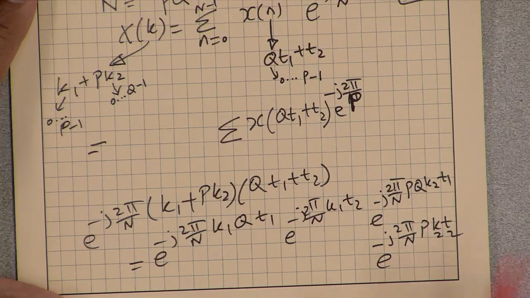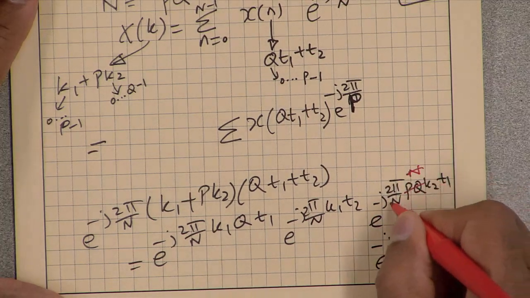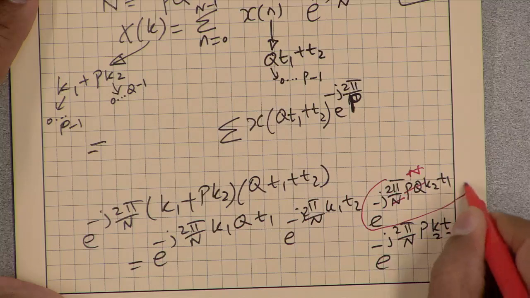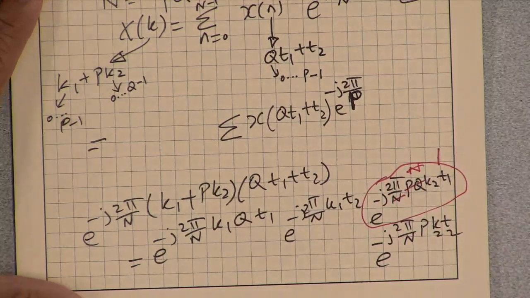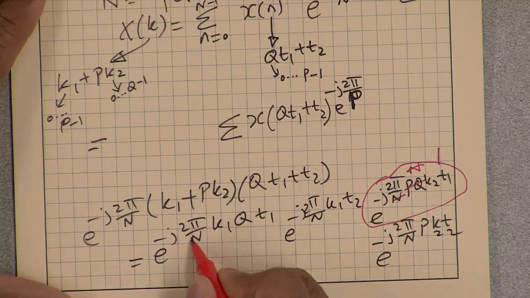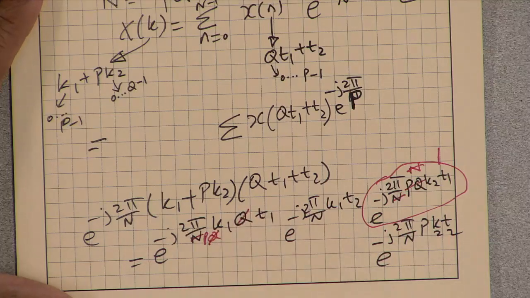So this PQ is the same as n, and the n and n cancel out, and this is e to the j 2 pi times some number. So that whole thing is 1, so we don't need to worry about that. Okay, n is p times q, so here q cancels out and we are left with p, and this is P times Q. The P cancels out, we are left with Q.